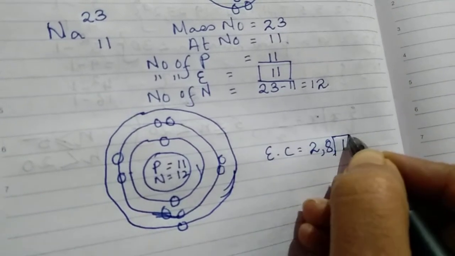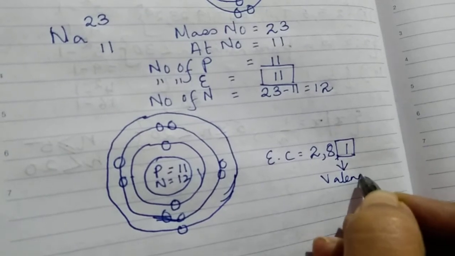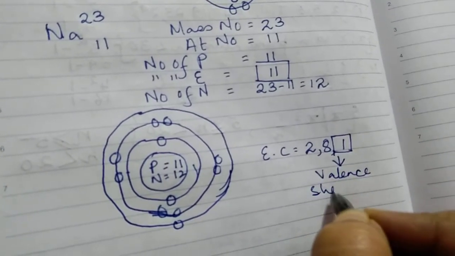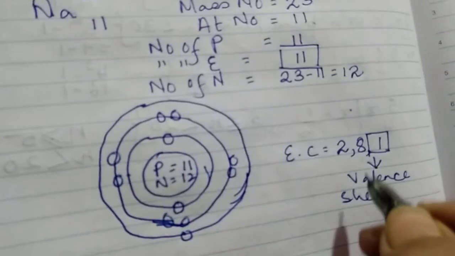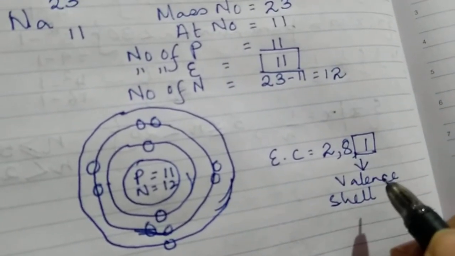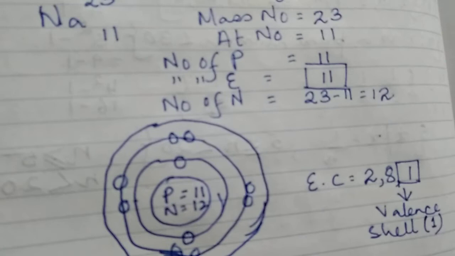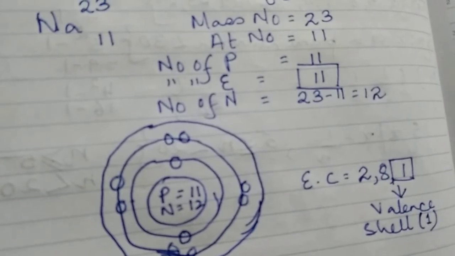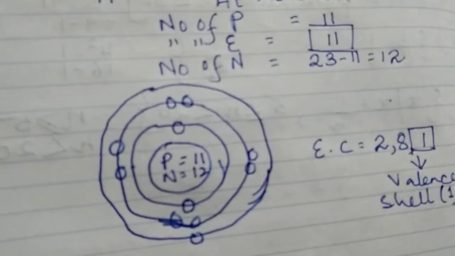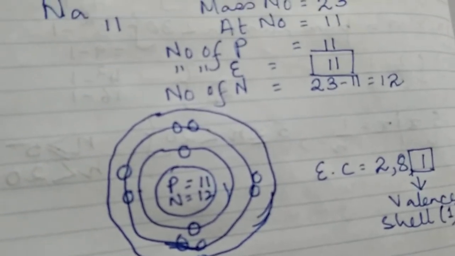So this is the valence shell. Okay, so the valence shell contains how many electrons? The outermost orbit is called the valence shell, which contains 1 electron. So the valency of metals is the number of valence electrons. So the valency of sodium will be 1. Did you understand? Okay, now I move on to calcium.